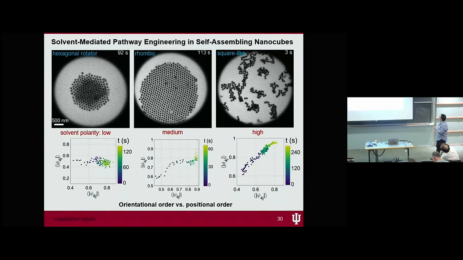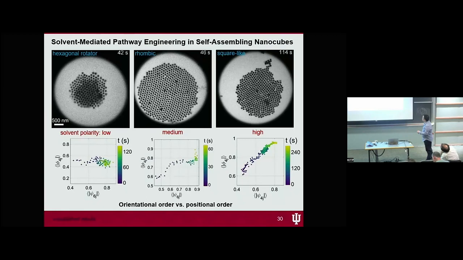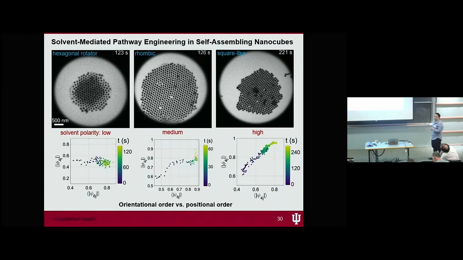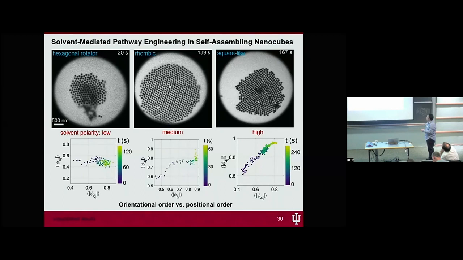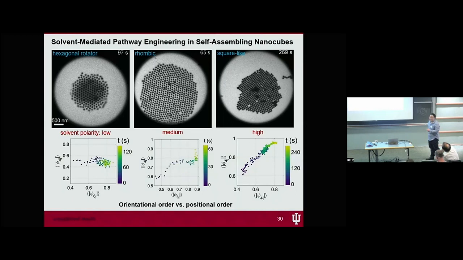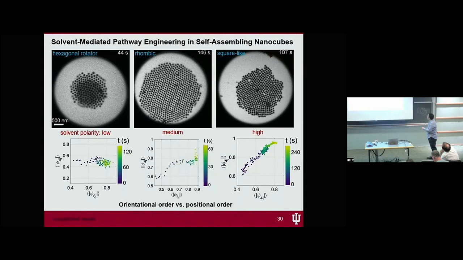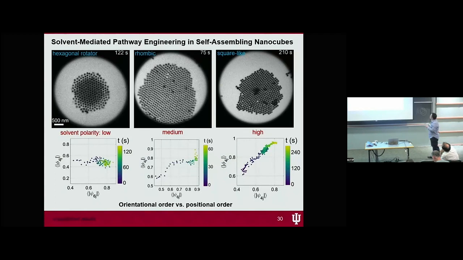And we can also analyze the trajectories of the orientational order parameter versus positional order parameter. The key take-home message here is that for the hexagonal rotator phase, the hexagonal order develops largely independent from the orientational order. Particles remain orientationally disordered. But in the other extreme, the orientational order and positional order co-develop from the very beginning of the assembly process.